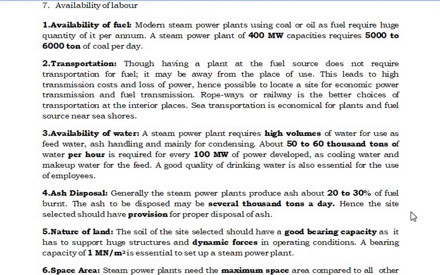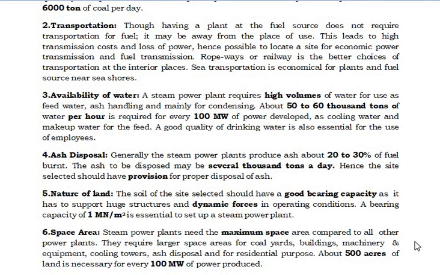Next, the fifth one, nature of land. The soil of the site selected should have good bearing capacity as it has to support huge structures and dynamic forces in operating conditions. A bearing capacity of 1 meganewton per square meter is essential to set up a steam power plant.